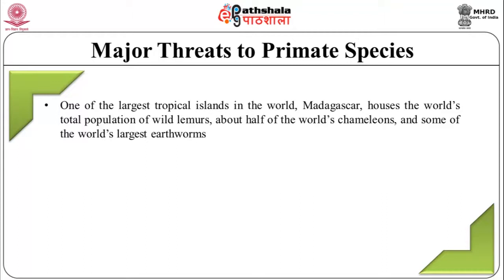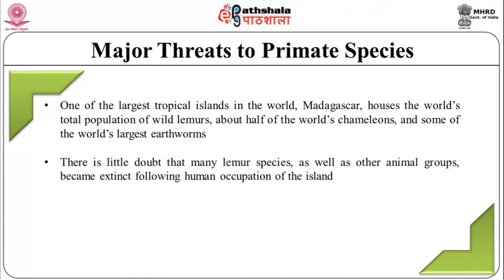The consensus was that both climatic shifts and agriculturists may have caused habitat loss, which when added to non-sustainable rates of human hunting activities probably were responsible for the extinctions. There is little doubt that many lemur species as well as other animal groups became extinct following human occupation of the island. Unfortunately, there is evidence that the persecution continues today.